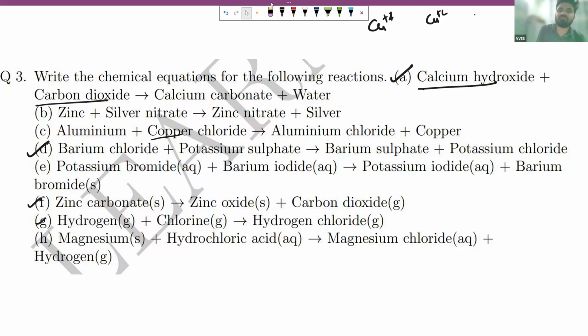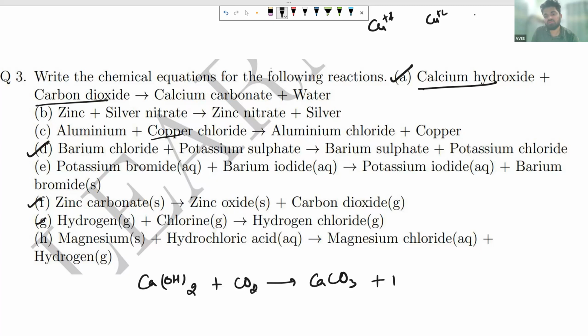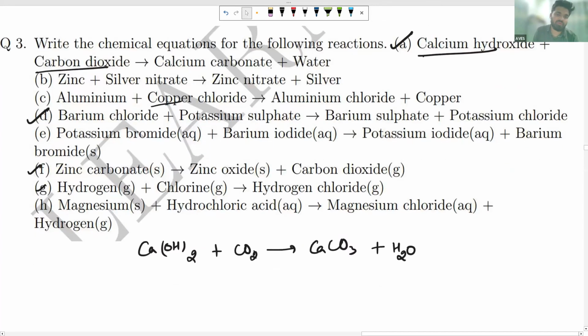Let's check whether it is correct or not. First is calcium hydroxide, that will be Ca(OH) whole twice, plus carbon dioxide, CO2, will give you calcium carbonate, CaCO3, plus water. Next is barium chloride, BaCl2, because barium has 2 valency and chloride has 1.